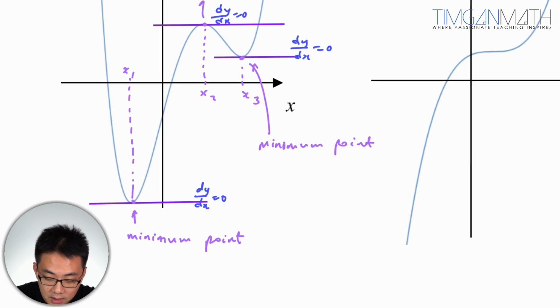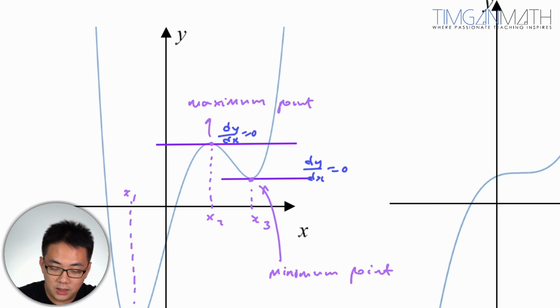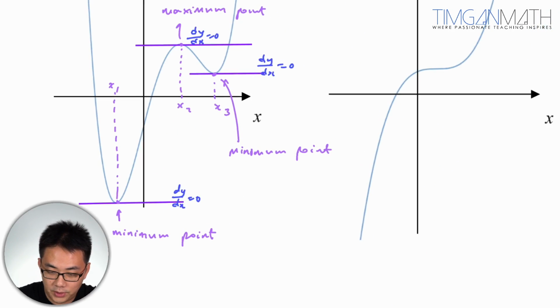So these are turning points. This is what we call turning points. So just take note, these are turning points. Okay, so max and min are turning points. Okay, so just take note. Let me just type that down quickly.